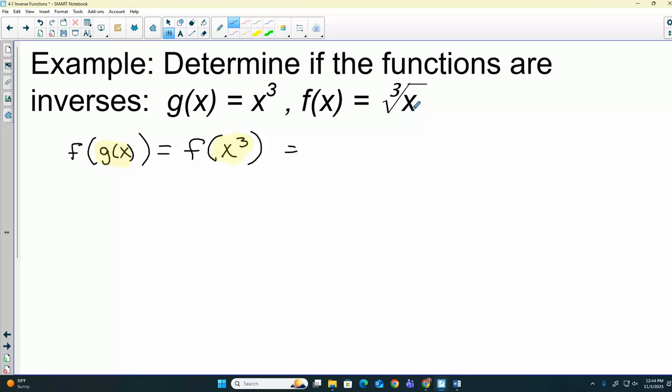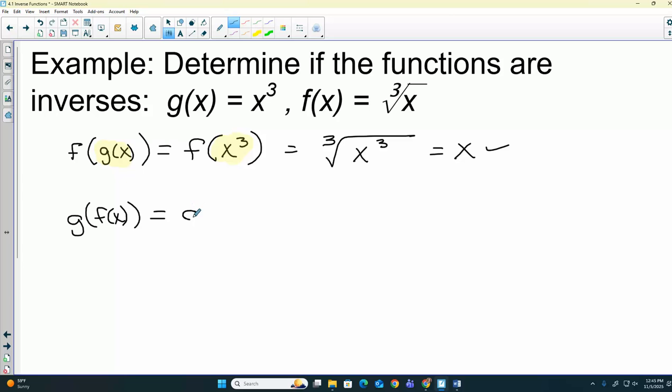I have to go to f, and that replaces my x. So function f is the cube root of whatever I put in, and I'm putting in x cubed. What happens if you do the cube root of x cubed? You get x. Now, it's not enough to show just one of them works. We really have to check both. So compositions, order does matter in a lot of situations. So I need to also check g composed with f and show that I get x for that one as well.